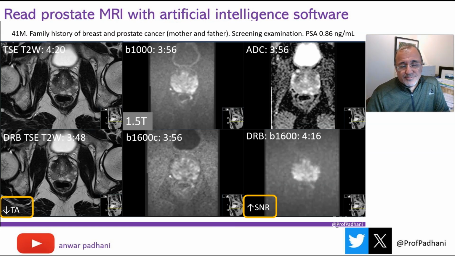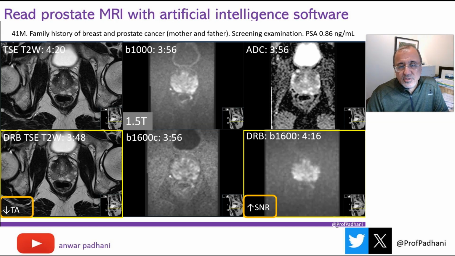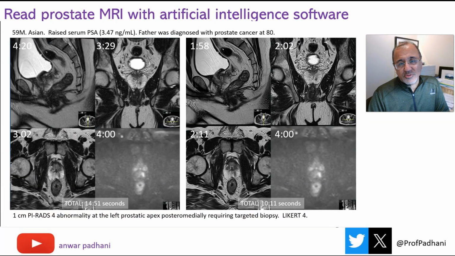Now you can leverage that AI to 1, go faster, or 2, to boost the signal on diffusion weighted sequences. So you can see that we've gone faster on the left hand side, but this is the 1600 as it's calculated from the baseline images. But if you use DR Boost, you can spend about the same amount of time but get much more signal to noise using the DR Boost to accelerate the signal to noise ratio.